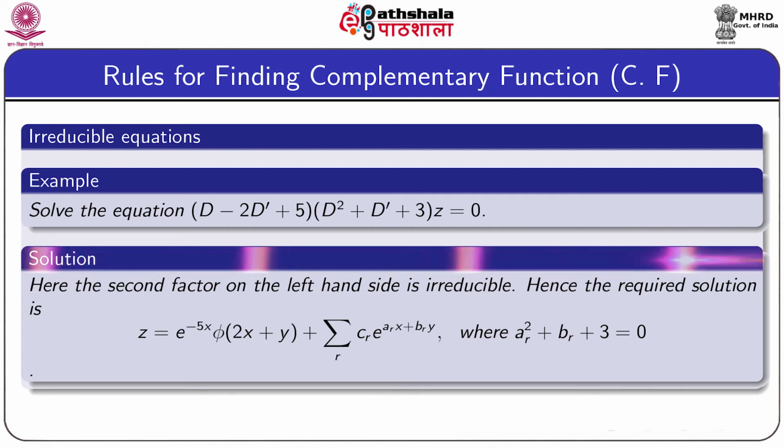Here we have to note that there are infinite number of points which satisfy the relation aᵣ square plus bᵣ plus 3 equals 0. So, in the summation there may be infinite number of terms, but this series should be uniformly convergent.